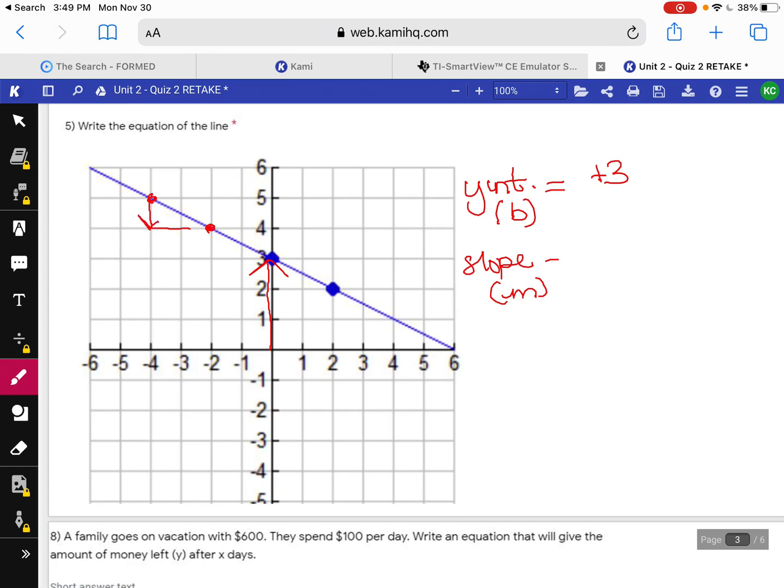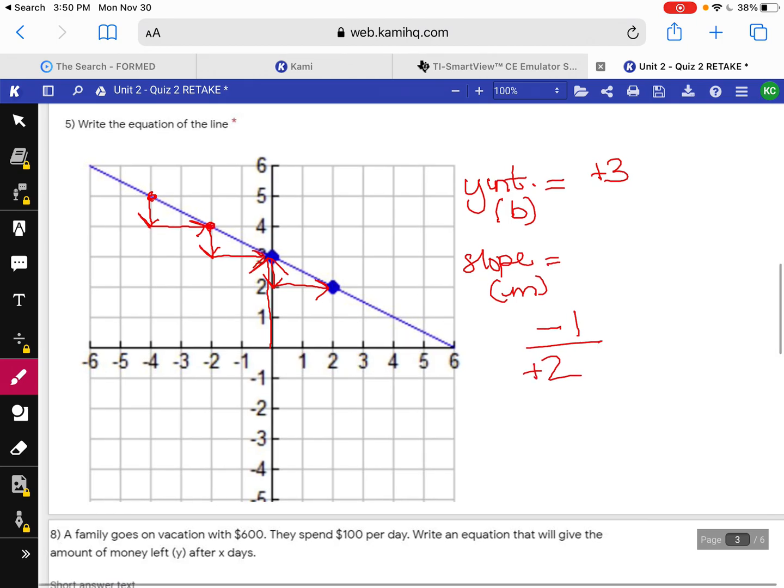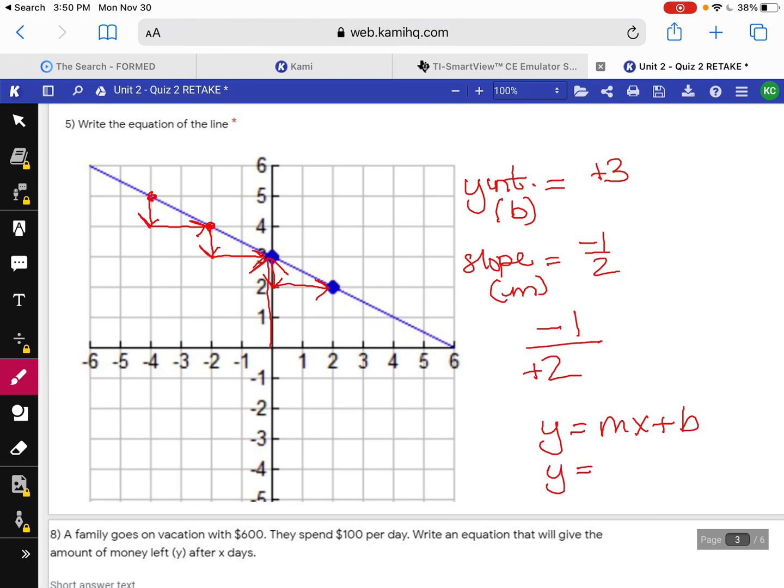I see I go down 1, 2 to the right, down 1, 2 to the right, down 1, 2 to the right. Down 1 is a negative movement, 2 to the right is positive, so my slope is -1/2. Now I'm going to write y equals mx plus b. What is your slope-intercept form? Y equals, slope is -1/2, x, don't forget the x, plus 3.